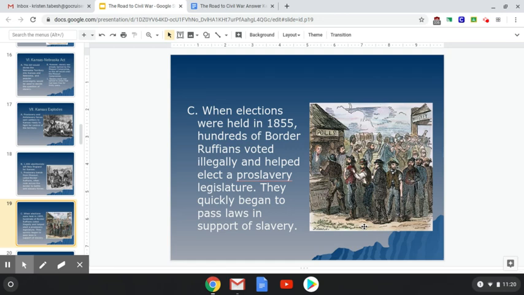When elections were held in 1855, hundreds of border ruffians, that term again, those people that were there to call to arms, voted illegally and helped elect a pro-slavery legislature. So they crossed the lines into another state that was considered a free state to do what they could to make that territory a slave state. So obviously this was illegal. You were only supposed to vote in the state in which you resided. So they went across the border to vote in another territory's polls.